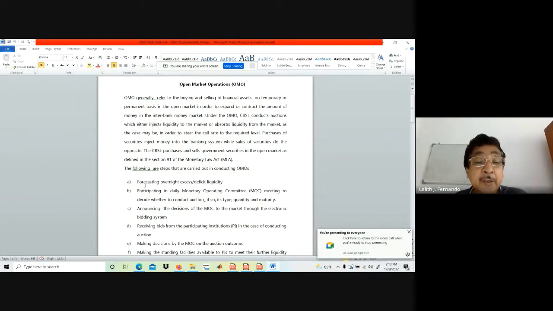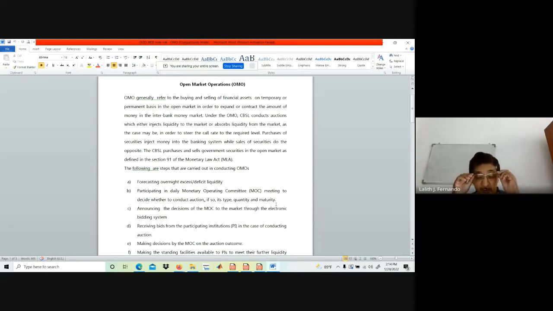Right. So part A, forecasting overnight excess and deficit liquidity. They forecast what the situation of liquidity in the market is and they do the needful. Then the second thing, participating in the daily Monetary Operating Committee meeting to decide whether to conduct an auction, and if so, its type, quantity and maturity. Conducting an auction means that when an auction is made, if the market liquidity is high, they can get the money into the central bank. So the type, the quantity and maturity have to be decided.